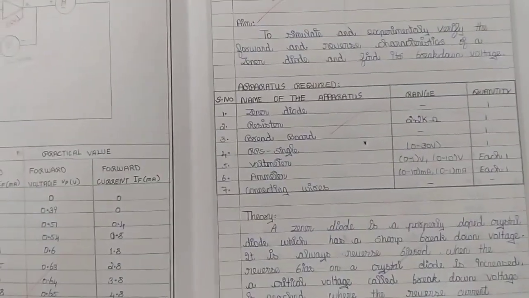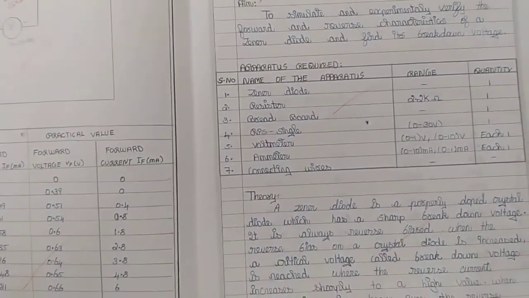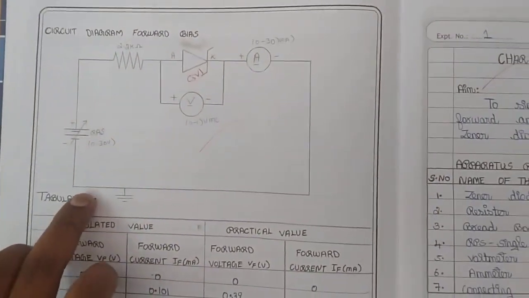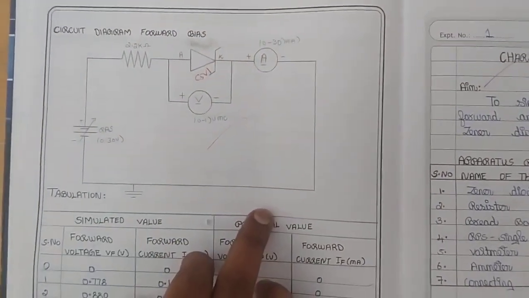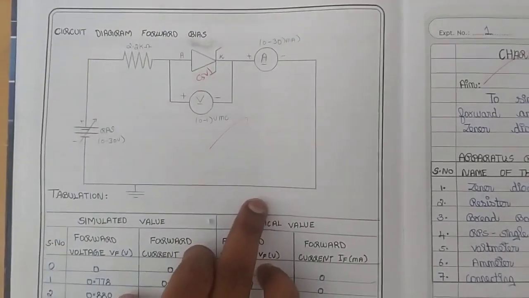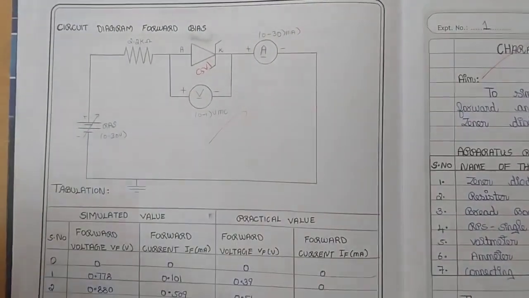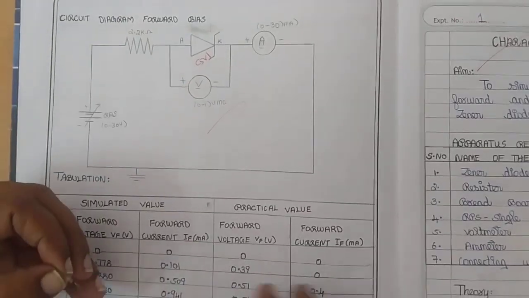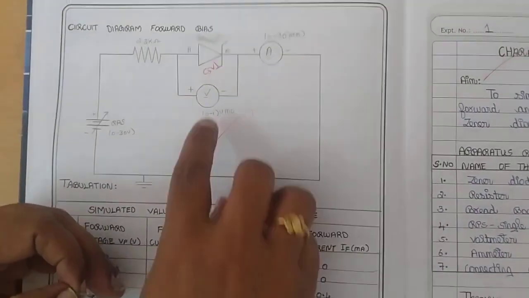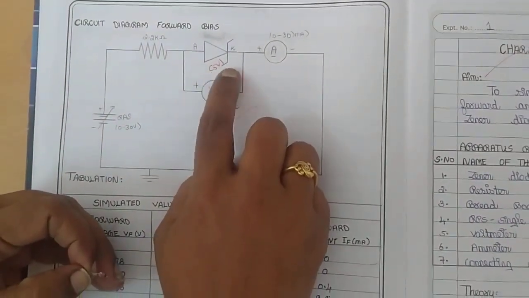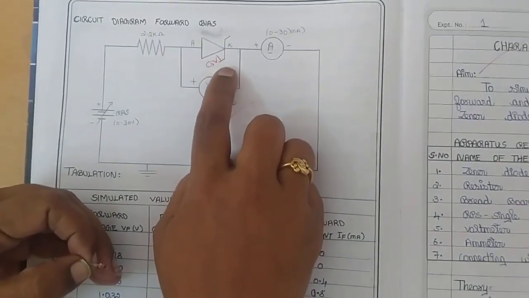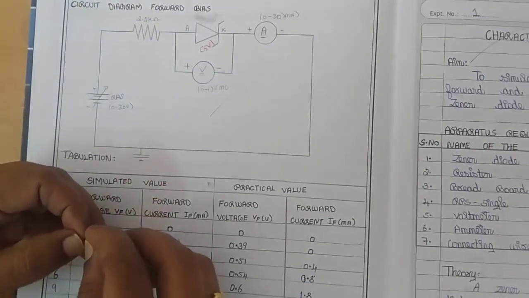To measure the voltage and current, we require voltmeter and ammeter. And here you can see the connection diagram of Zener diode, that is a forward bias connection diagram of Zener diode. We are using a C5V1 as a Zener diode. So it means that the 5V1 indicates 5.1 volt is the rating of this Zener diode.